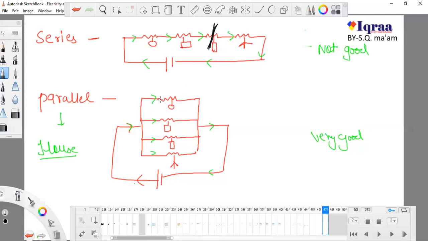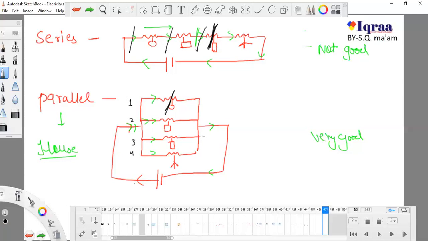But in this type of arrangement, if one thing is not working, there is no problem, because you can see the pathway. Electrons can go to the other lines. In this case there is only a single line, and if there is a blockage anywhere in this single line, it can be here, here or here, all the appliances will not work. Here you can see there are so many pathways, 1, 2, 3, 4. So if there is a problem here, there is no problem in the other pathways.